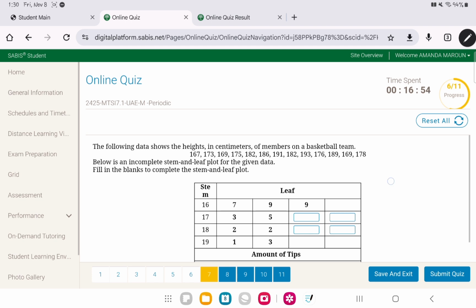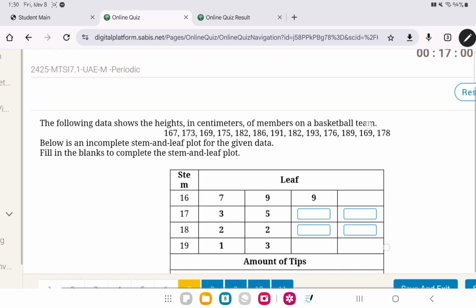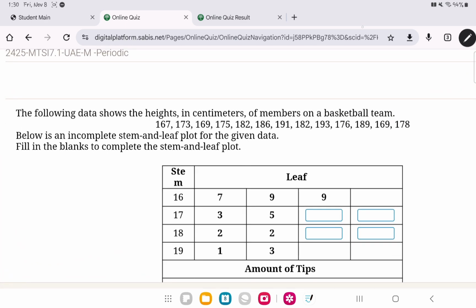The following data shows the heights in centimeters of members on a basketball team. You have the heights. An incomplete stem and leaf plot. What is a stem and leaf plot? Very simply, they give you the stem, for example, the first 2 digits, 16, 17, 16, 17, 18, 18, 19, 18, 19, 17, 18, 16, 17, okay? And then the last final digit, they put it over here in the leaf.